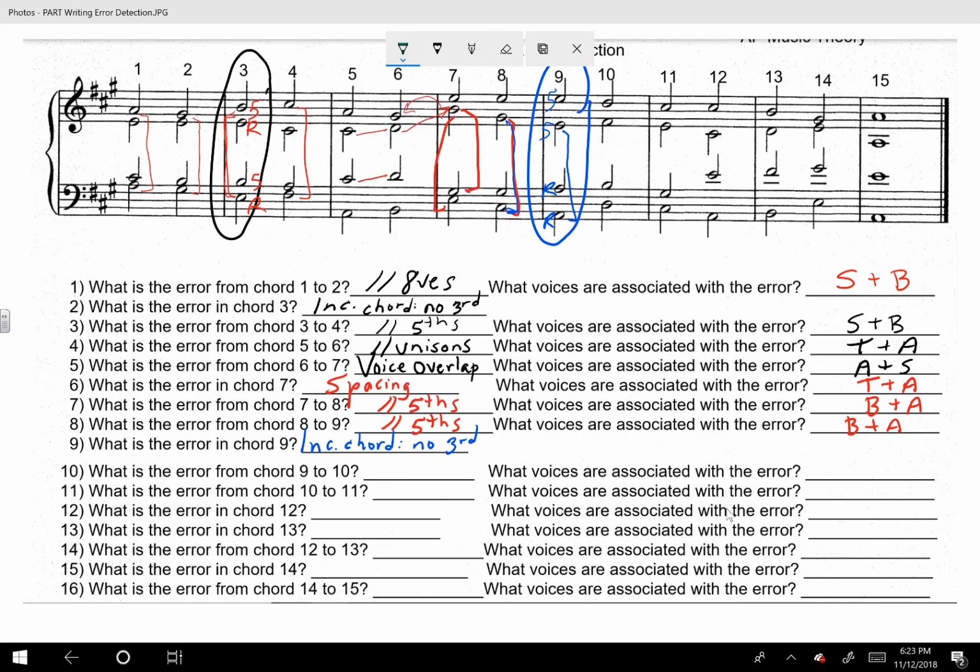What is the error number 10 from chord 9 to 10? I see parallel fifths between the tenor and the alto voices. A to E, B to F sharp, parallel fifths. That is forbidden.